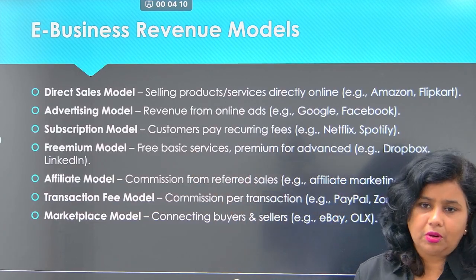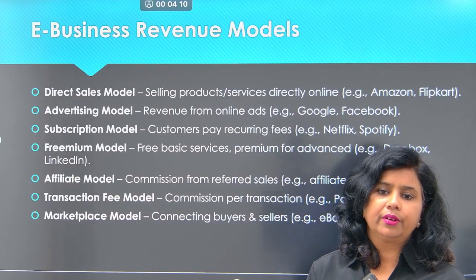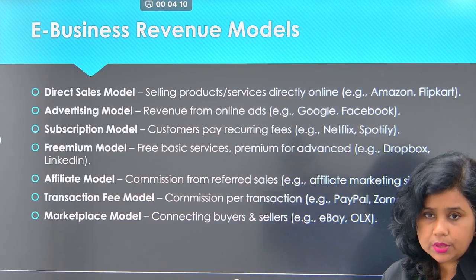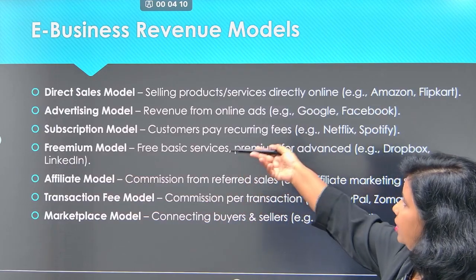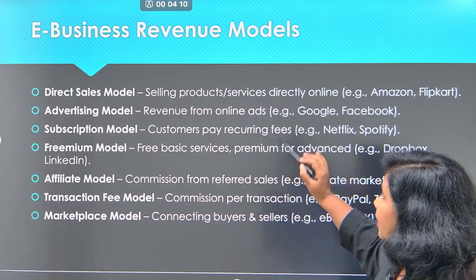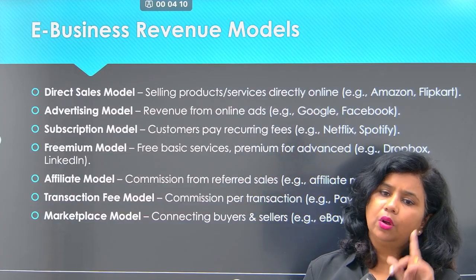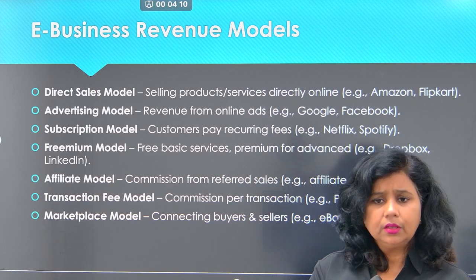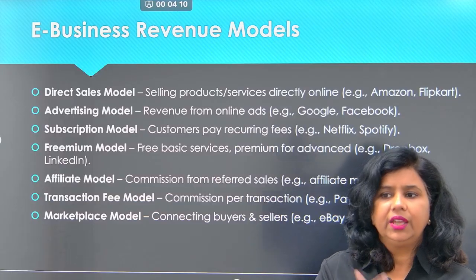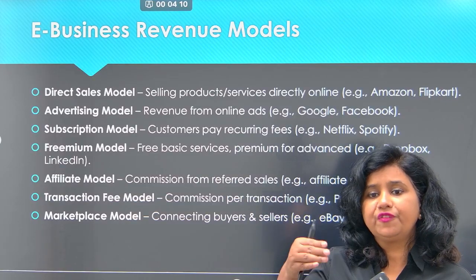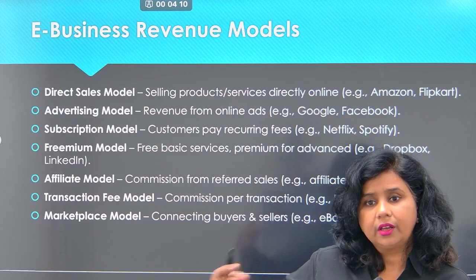Next is the subscription model. You take a subscription for watching that content, or regularly visiting that website, or using that app. That is called the subscription model. So what does the customer do? The customer pays a recurring fee. Whenever we say recurring, it will always have a fixed date. It is every day, every week, every month, every year. It is fixed on a particular date, and that's why it's called recurring. It will recur on that particular day.